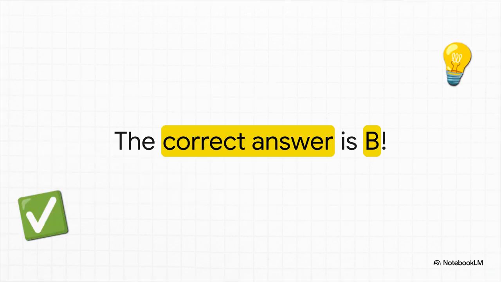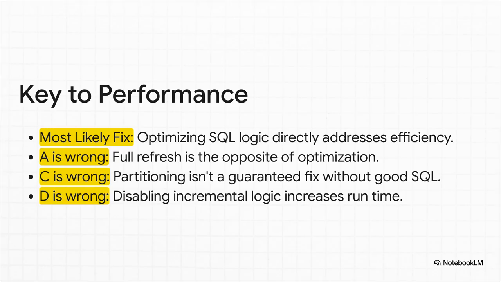And the answer is B. Get in there and look at the code first. This really gets to the heart of what analytics engineering is all about. It is so tempting to just throw more compute at a problem or change some configs. But 9 times out of 10, the real problem and the biggest opportunity for a win is inefficient SQL. A poorly written join or filtering data way too late in the process is almost always the culprit. In fact, look at A and D. Those would actually make your runtimes worse, not better.